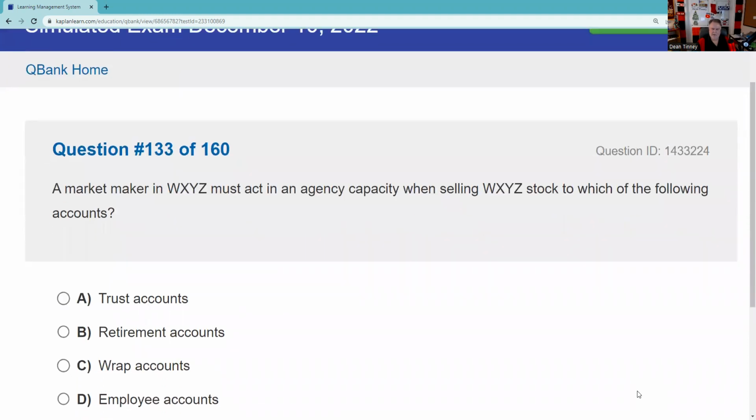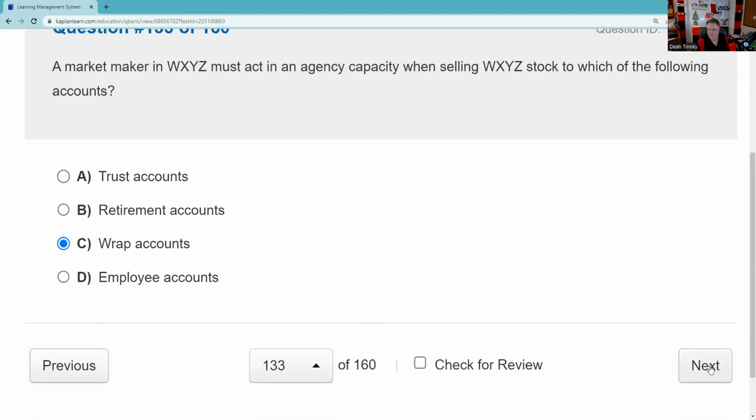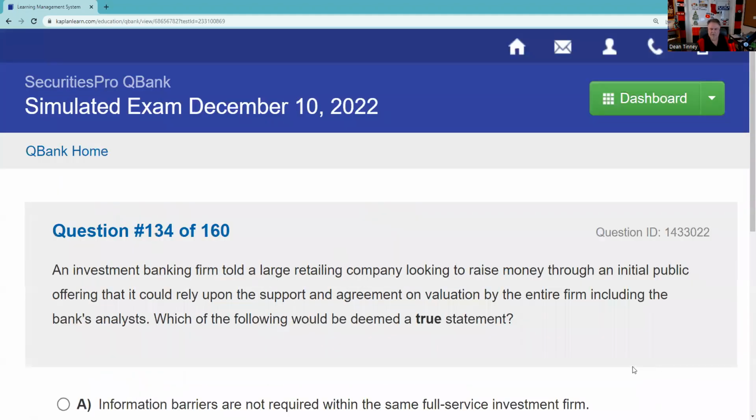A market maker must act in an agency capacity when transacting in WXYZ for which of the following accounts? That would be wrap accounts. C, wrap accounts.